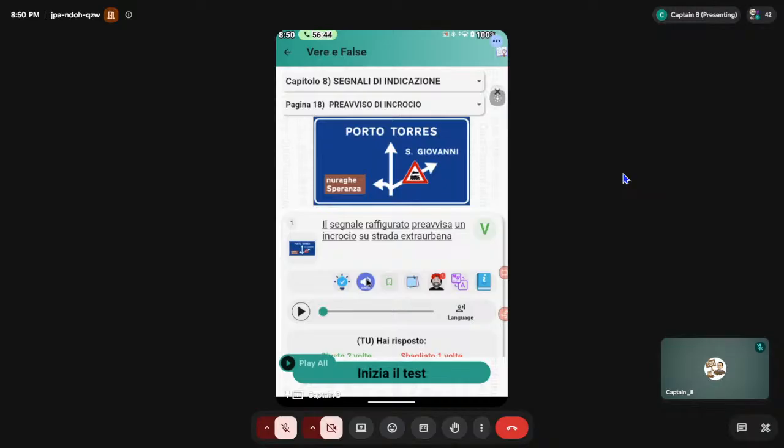Attention, everybody. Il segnale raffigurato preavvisa un incrocio su strada extraurbana. Now, he said the sign is announcing un incrocio, announcing a junction, su strada extraurbana. Look at the junction there. This is an extraurbana picture, because the background is which color? Blue.